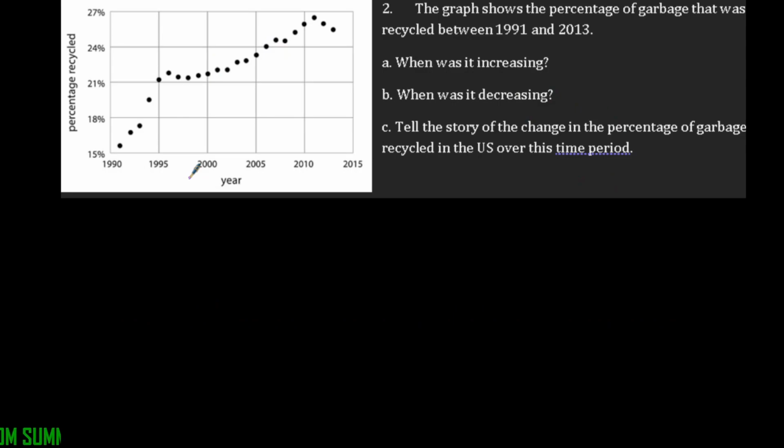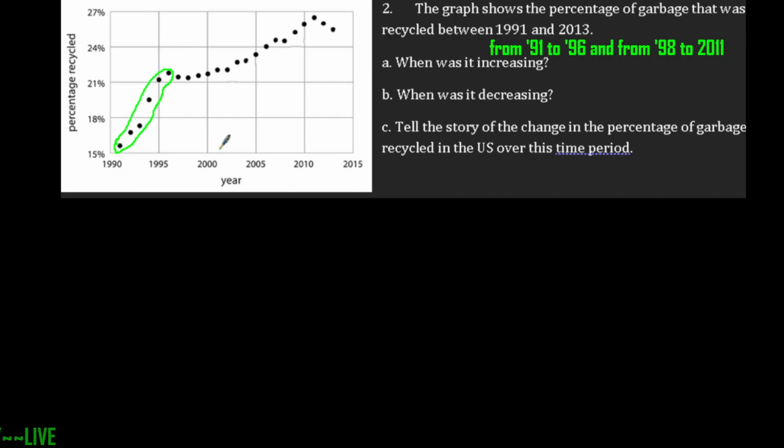On the back, it says the graph shows the percentage of garbage that was recycled between 1999 and 2013. So it says, when was it increasing? So we're saying, as our graph goes from left to right, is it going up? So we're going to say a couple spots here. We're going to say from 1991 to 1996. Let me highlight that for you. It's increasing. So that's going to be from here to right here. It's increasing very easily. Again, as it's going to the right, it's going up.